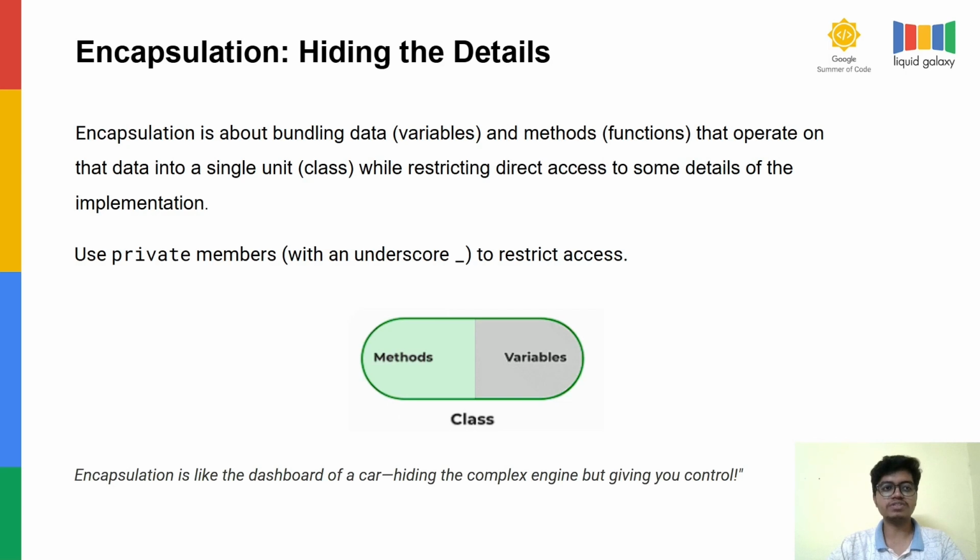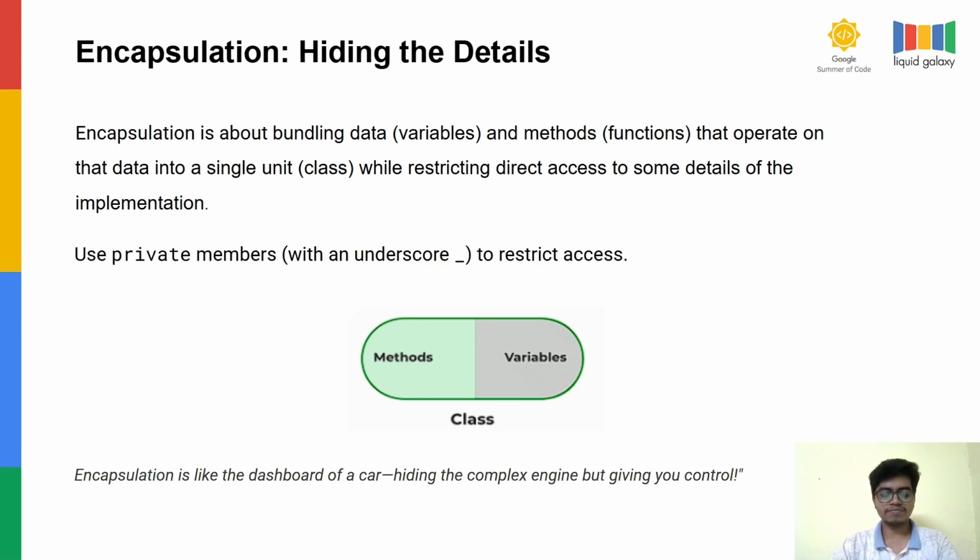So now coming to the first pillar of OOP, which is encapsulation. Encapsulation is about bundling data and methods that operate on that data into a single unit. Basically, encapsulation is the concept of hiding data and restricting direct access to it. It helps in maintaining data integrity and prevents unintended modification. In Dart, we achieve encapsulation by using private variables and providing getter and setter methods for controlled access. Here I have shown a diagram showing how methods and variables are encapsulated in a class.